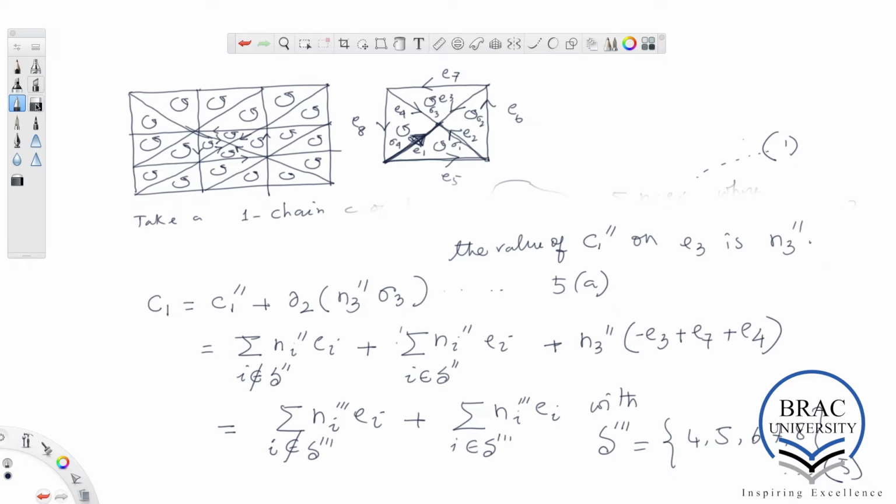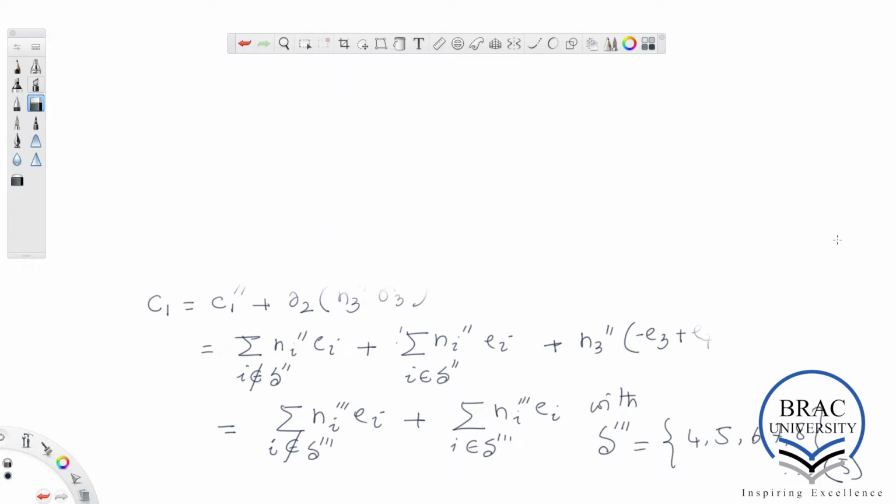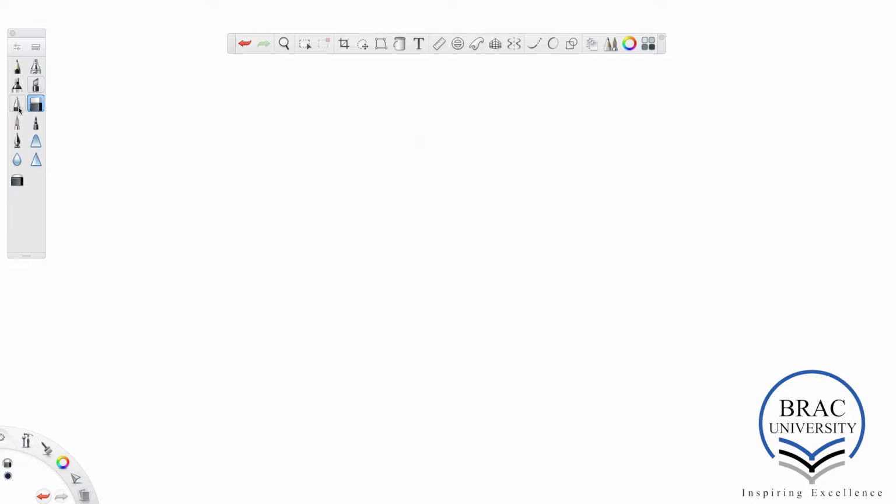Good. Now let me erase everything. So we have just seen that C1 double prime is homologous to C1 that vanishes on the one simplex E3.